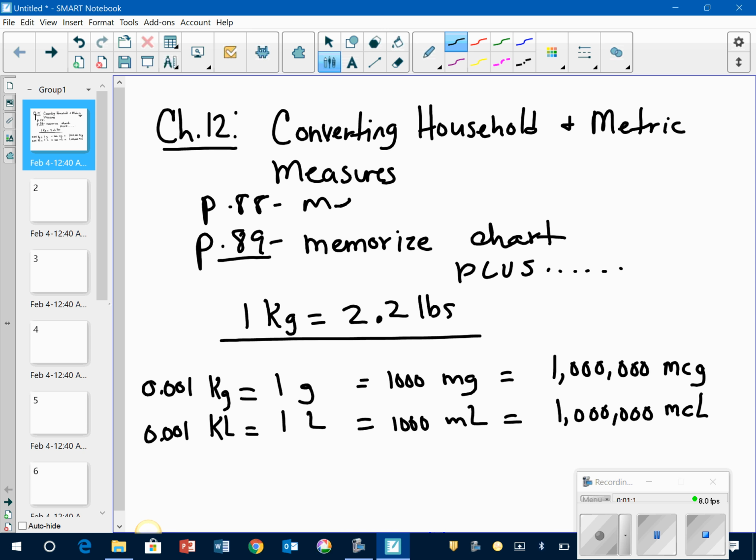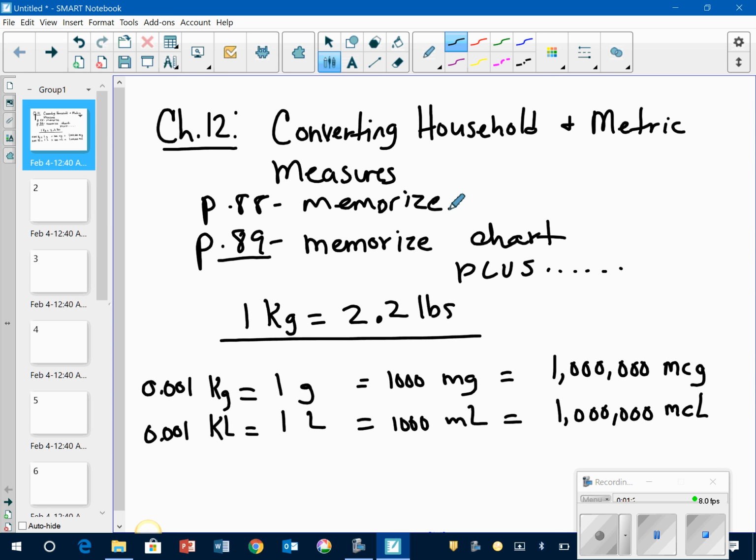I'll make a note on here for that. Most of these will just be a review for you. Those common pharmacy abbreviations are in table 12.1 on page 88. Make sure you memorize those.